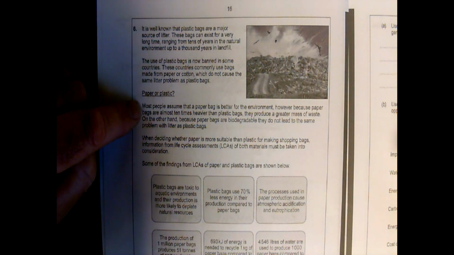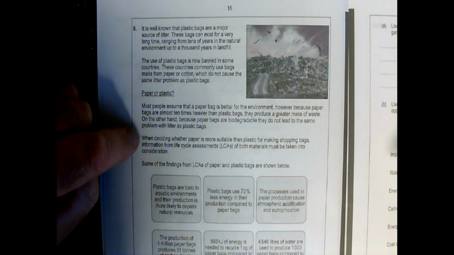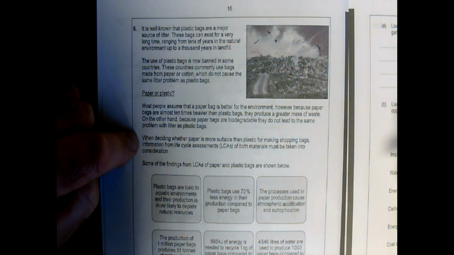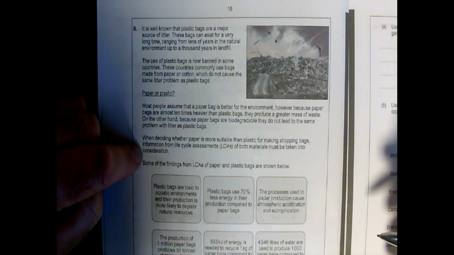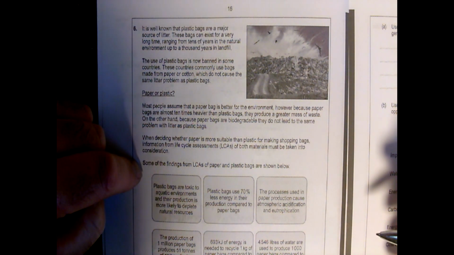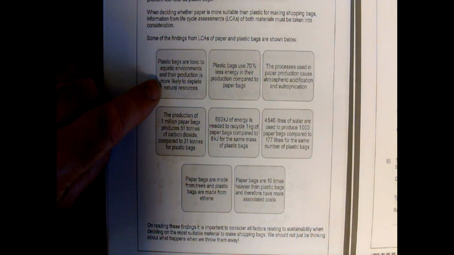These countries commonly use bags made from paper or cotton, which do not cause the same litter problem as plastic bags. Paper or plastic. Most people assume that a paper bag is better for the environment. However, because paper bags are almost 10 times heavier than plastic bags, they produce a greater mass of waste. On the other hand, paper bags are biodegradable. They do not lead to the same problem with litter as plastic bags. When deciding on whether paper is more suitable than plastic for making shopping bags, information from the life cycle assessments, or LCAs, of both materials must be taken into consideration. Some of the findings from LCAs of paper and plastic bags are shown below.